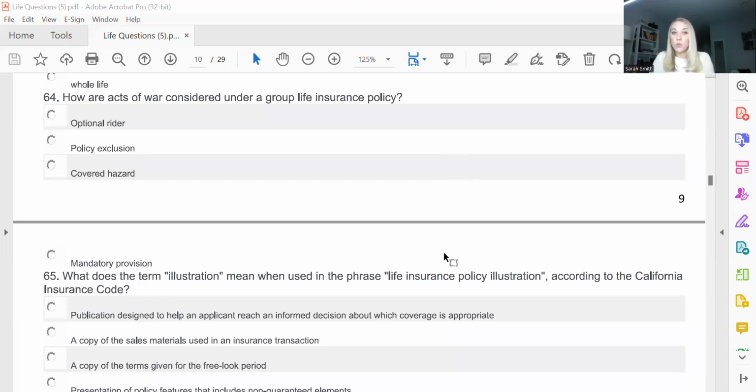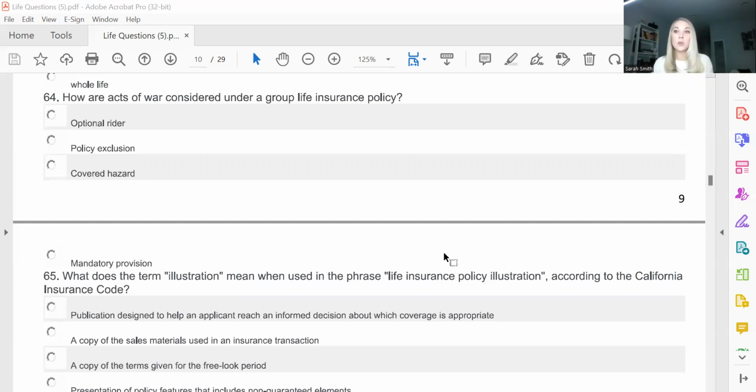How are acts of war considered under a group life insurance policy? Now, we have to remember that group life policies are the ones that you have through your employer. So how is an act of war considered under your group insurance policy? This is going to be a policy exclusion. They are not covered under group life insurance policies.